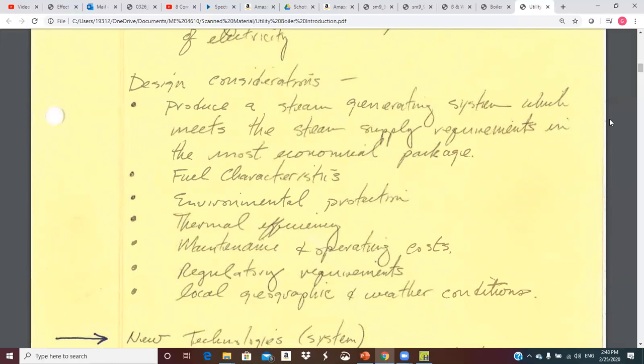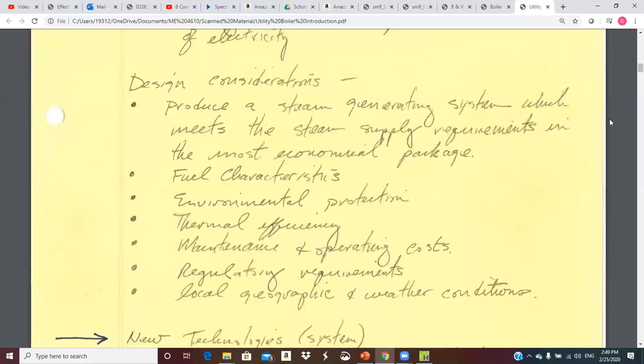So how are you going to handle the fuel? What about transportation? If you have coal, are you going to bring it in on trucks? On rail cars? On barges? How are you going to get it there? How are you going to offload it? Where are you going to store it? How are you going to transfer it from the coal pile to the pulverizers, and then from the pulverizers get it into the burners to actually burn it? There's a lot of things to be considered.